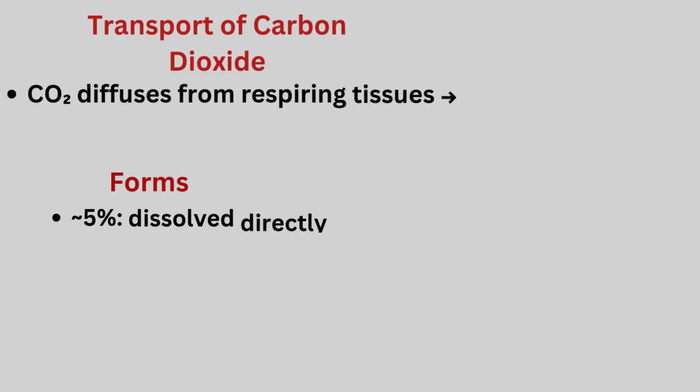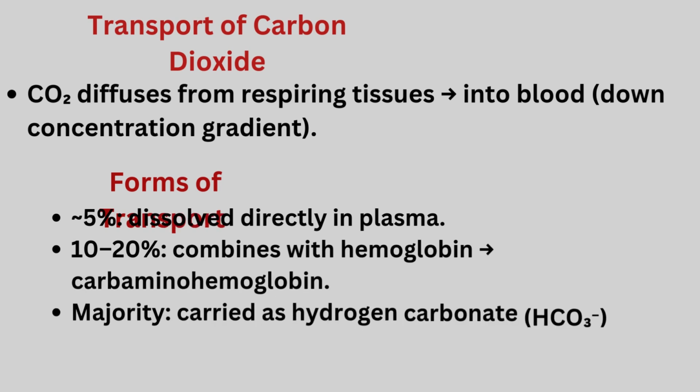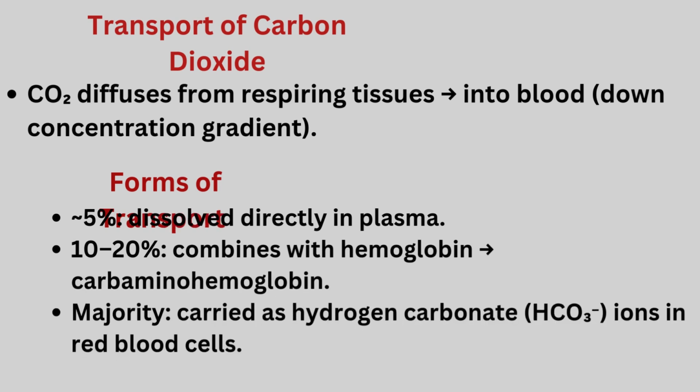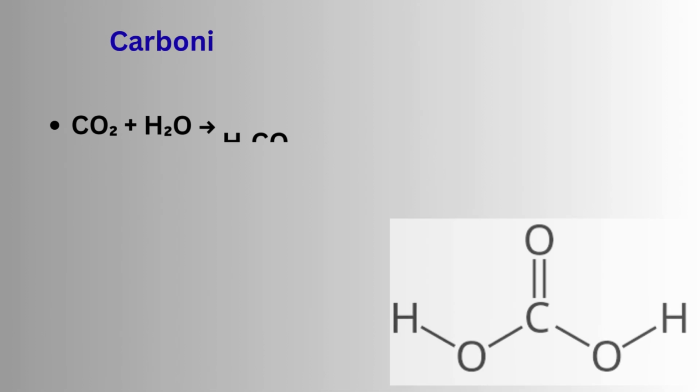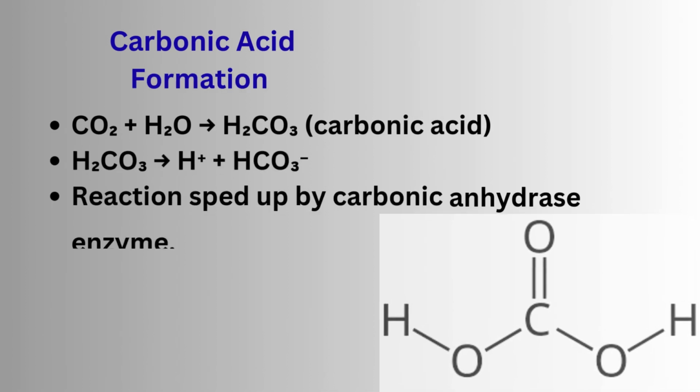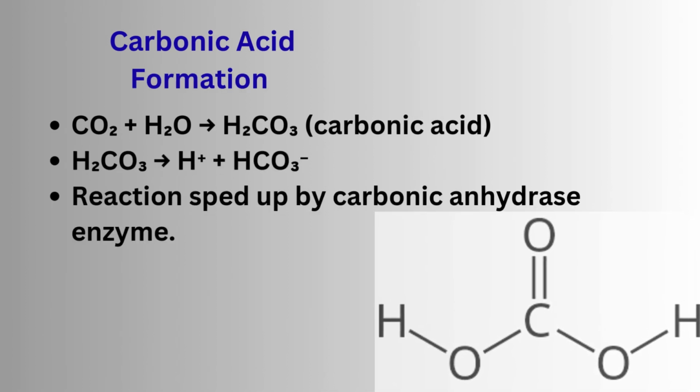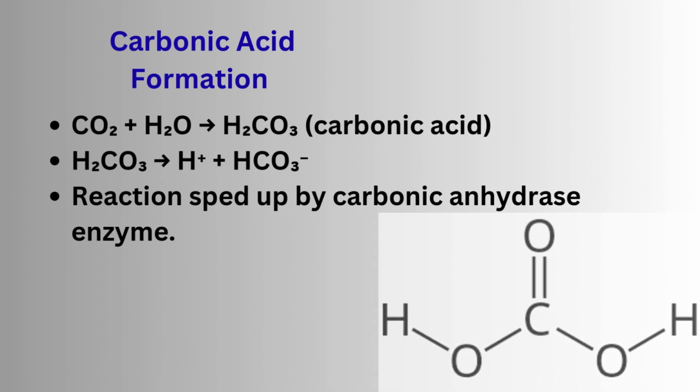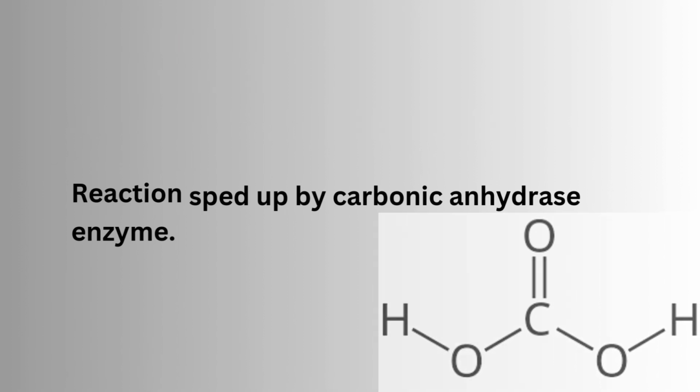Carbon dioxide produced by respiring tissues diffuses into the blood down its concentration gradient. About 5% dissolves directly in plasma, 10 to 20% binds with hemoglobin to form carbaminohemoglobin, and the majority is carried as hydrogen carbonate ions in red blood cells. Carbon dioxide reacts with water to form carbonic acid, which then dissociates into hydrogen ions and hydrogen carbonate ions. This reaction is accelerated by the enzyme carbonic anhydrase.